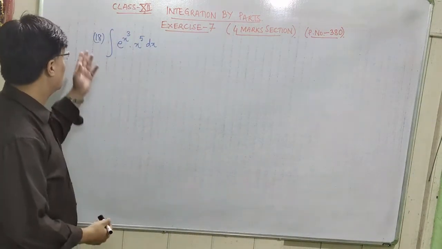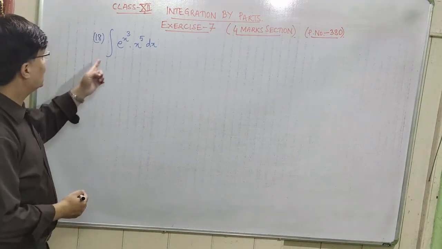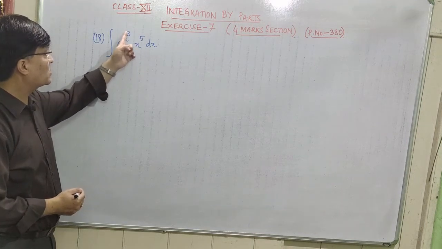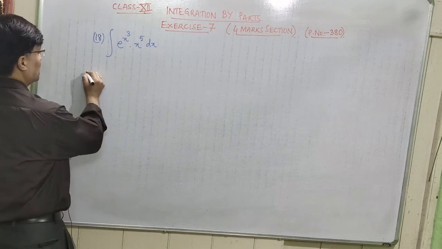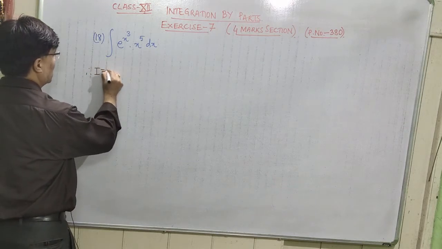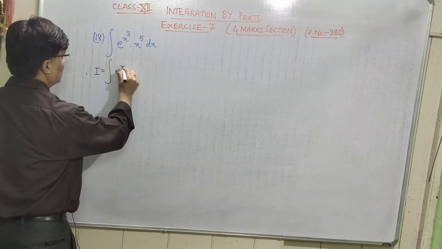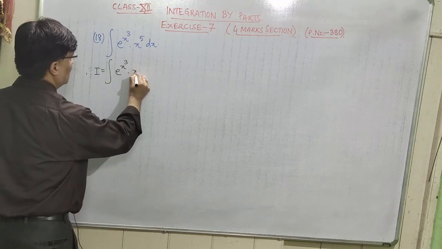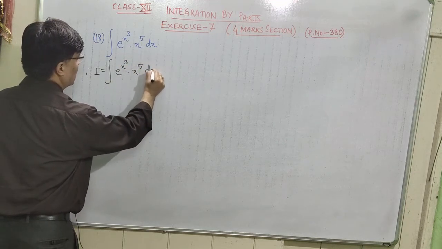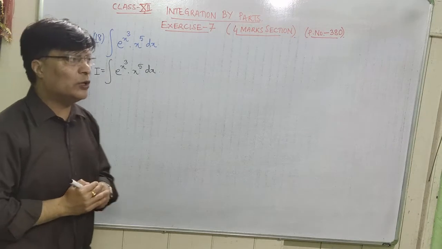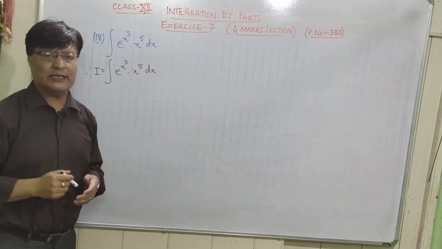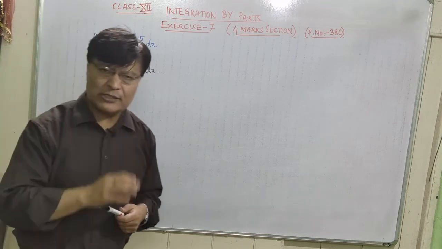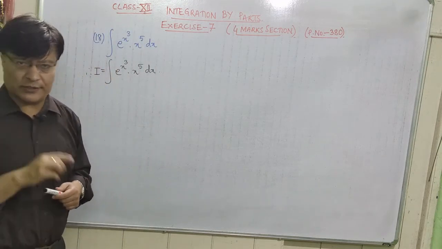So now let's do question number 18. This is the integration of e to the power x cube into x to the power 5 dx. So let us first write I is equal to integration of e to the power x cube into x to the power 5 dx. How will you evaluate this integration? You cannot use integration by parts directly here. So let us do the method of substitution first.